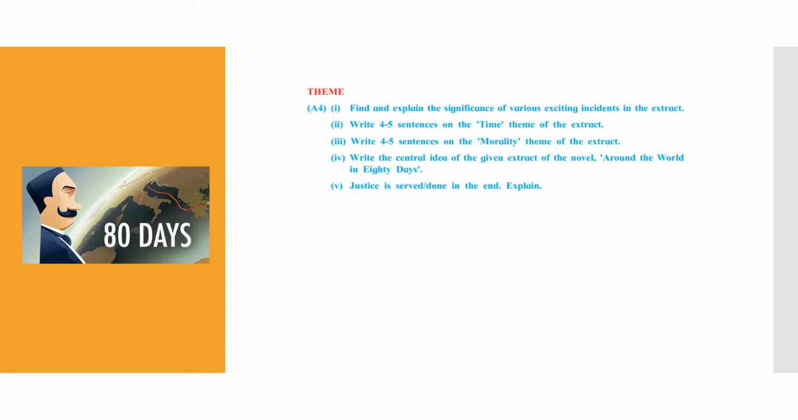Question number 3, write 4-5 sentences on the morality theme of the extract. Mr. Fogg always held up the cudgels to save morality. Fogg's motivation to embark on such a crazy adventure had little to do with money. Instead, he wanted to preserve his honor and prove his worth to the friends at the Reform Club. He wanted to show that he can do what he is set to do. Fogg spends all the money along the way to show his richness.